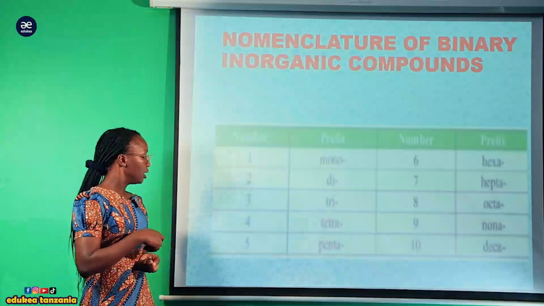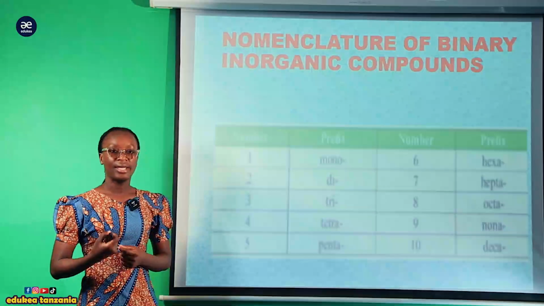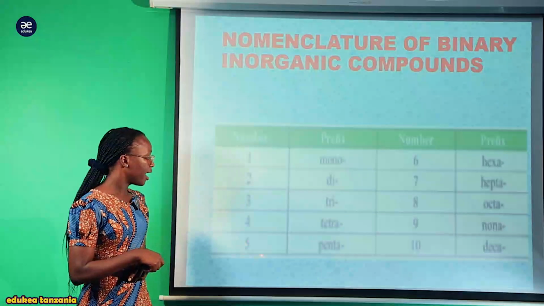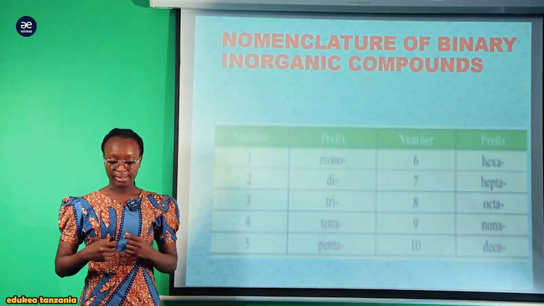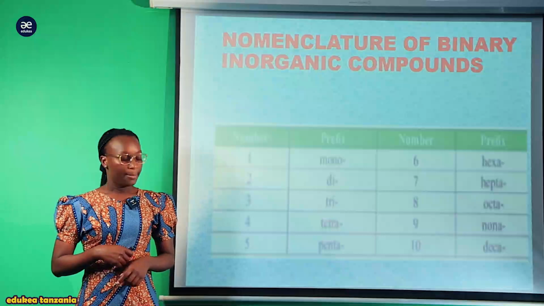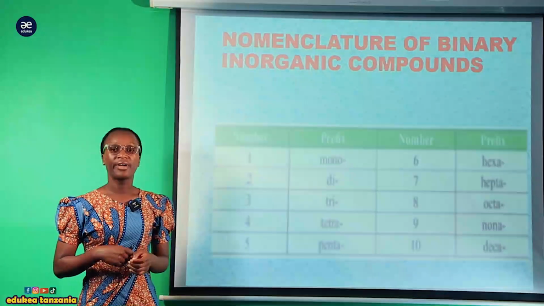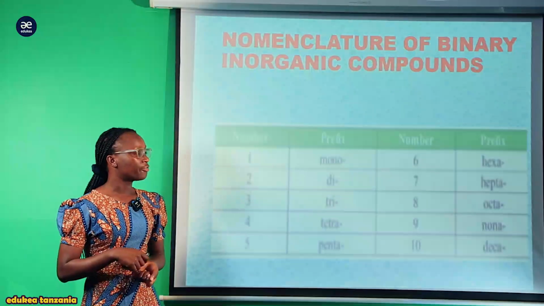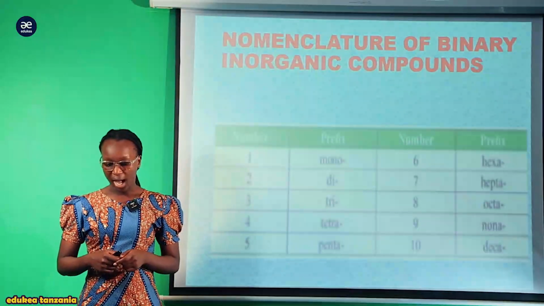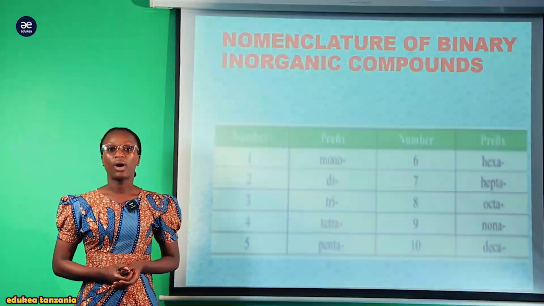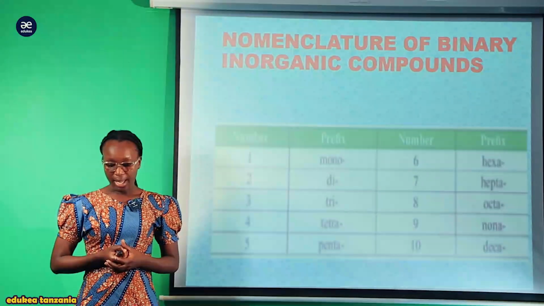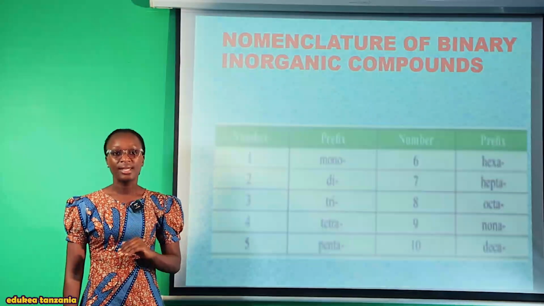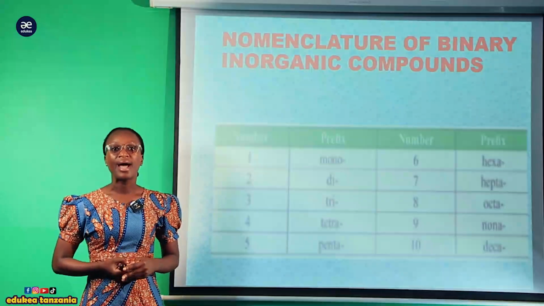Tutakuja kuona steps. 3, you write tri. 4, you write tetra. 5 is penta. 6, we are going to have hexa. 7, we are going to have hepta. 8, we are going to have octa. And 9, we are going to have nona. Also the 10, we are going to have deca. So these are the prefixes used during assigning the name of covalent binary compounds.